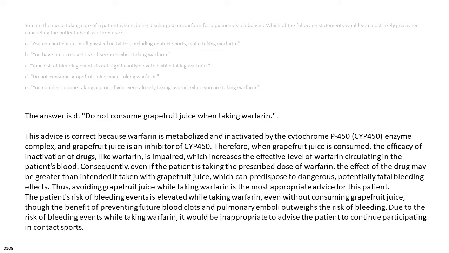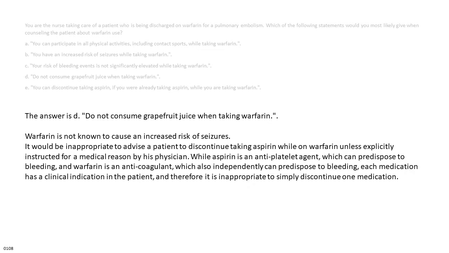The patient's risk of bleeding events is elevated while taking warfarin, even without consuming grapefruit juice, though the benefit of preventing future blood clots and pulmonary emboli outweighs the risk of bleeding. Due to the risk of bleeding events while taking warfarin, it would be inappropriate to advise the patient to continue participating in contact sports. Warfarin is not known to cause an increased risk of seizures.